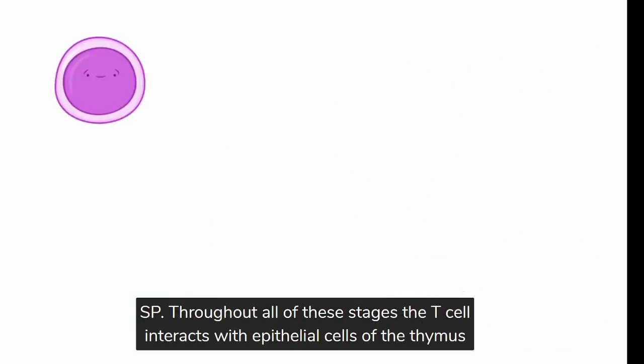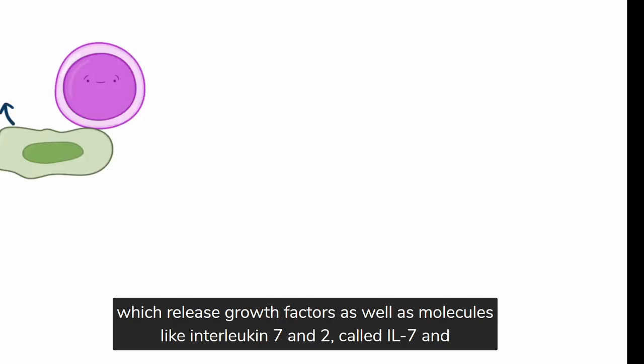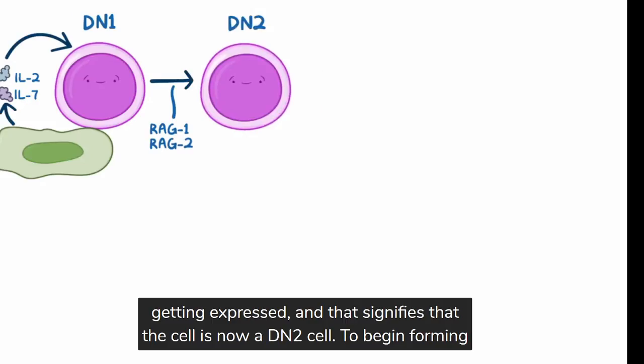Throughout all of these stages, the T cell interacts with epithelial cells of the thymus, which release growth factors as well as molecules like interleukin 7 and interleukin 2, called IL-7 and IL-2 for short. These make the DN1 cells mature. Two enzymes, RAG1 and RAG2, start getting expressed, and that signifies that the cell is now a DN2 cell.